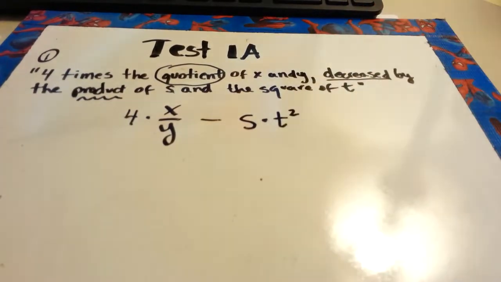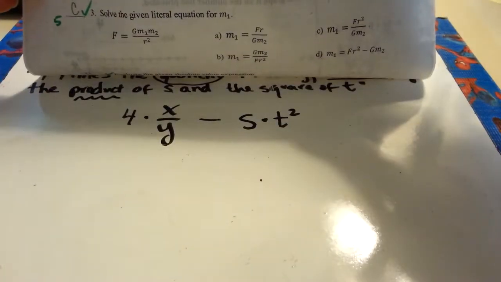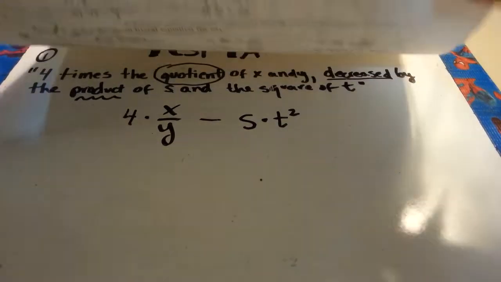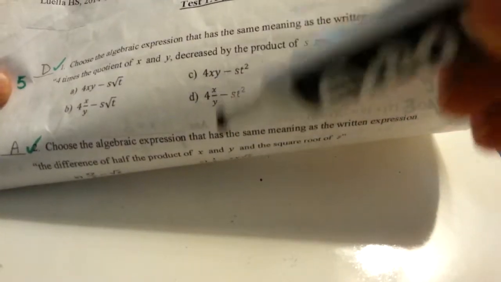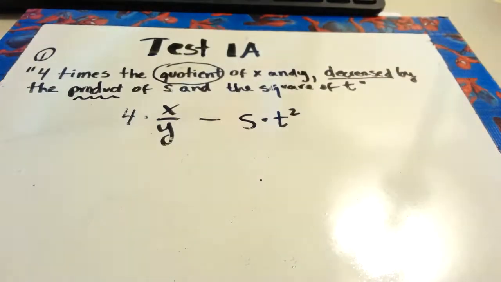You do t squared. So then this will actually lead you to the answer choice, which if you look, it's 4x over y minus st squared. So it would be this one, choice D. And indeed, that was the answer choice.